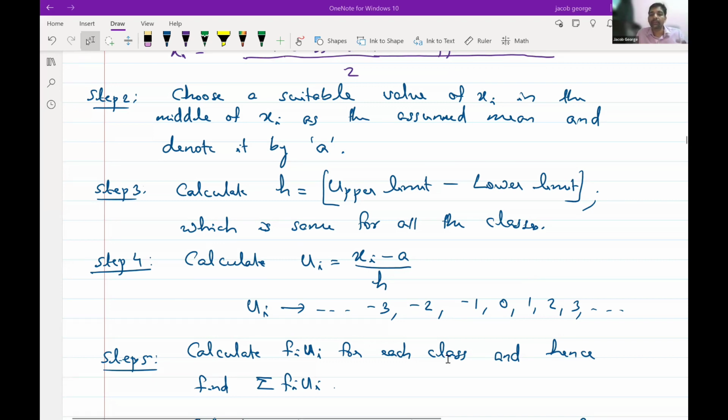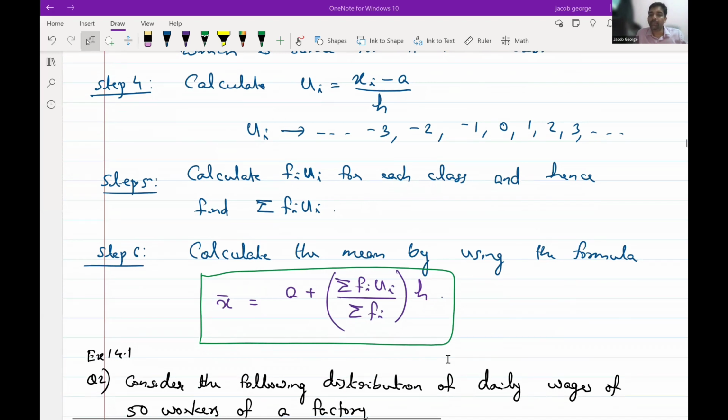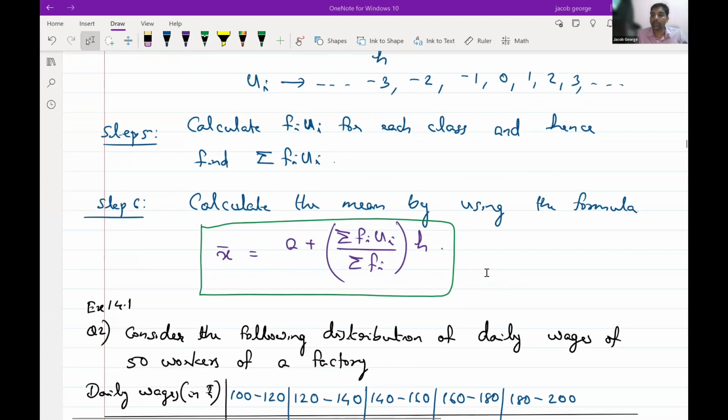Then we calculate sigma fi ui, and this is the formula: a plus sigma fi ui by sigma fi into h. Everyone should learn this formula by heart. Here we subtracted a, so we should add that a back in the formula. This formula you can quickly note down. This is the formula for finding mean by the step deviation method: a plus sigma fi ui by sigma fi into h. h is the class size. Now look at the sum.